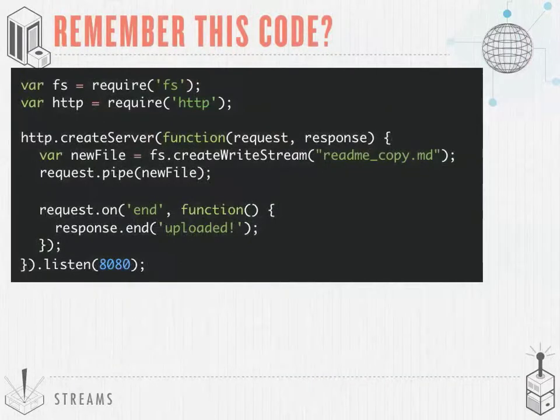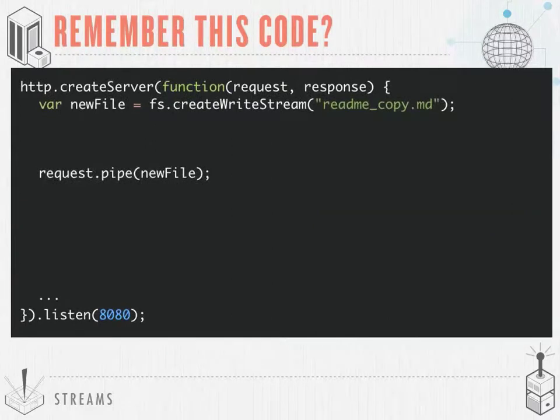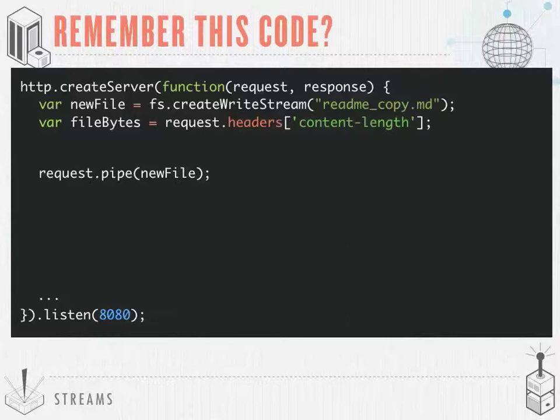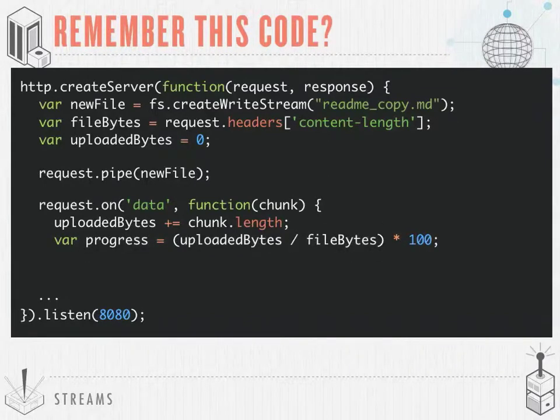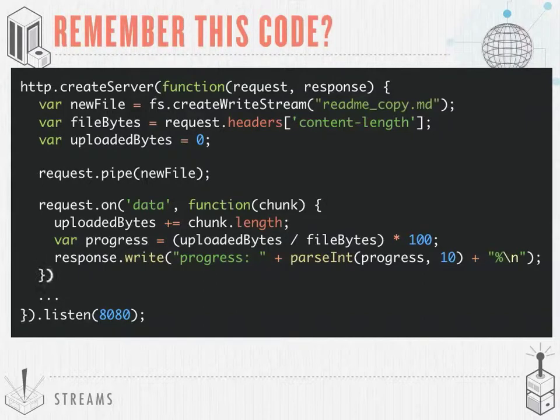To create this, we're going to start from our file upload code, which we already created. First, we're going to add some variables. We need to store the content length, the size of the file, inside file bytes. We're also going to declare a variable to keep track of how many bytes we've uploaded so far. Then we're going to listen to that data event, which gets called every time we receive a new chunk from the request. We're going to increase the number of uploaded bytes. We're going to get the length of the chunk and add that to the uploaded bytes. We're going to calculate the total progress by dividing uploaded bytes by total file bytes times 100. And we're simply going to write the progress back to the response. That's all there is to it.